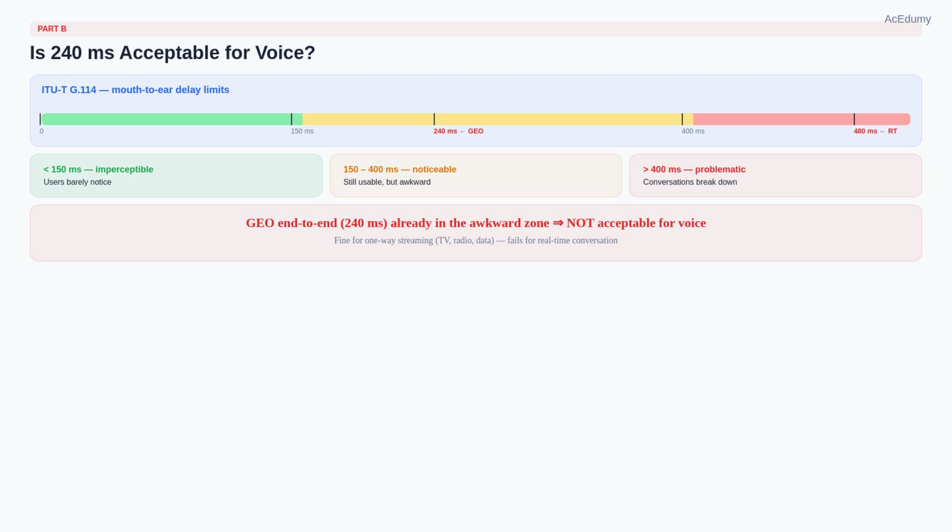Add processing and coding delays, and real systems push past 300. The round trip is 480, half a second, which is why news reporters on satellite links always seem to stare into space for a moment before answering. For text, video streaming, TV broadcast, this delay is fine. One direction only, no conversation. For real-time voice, it is a deal breaker.